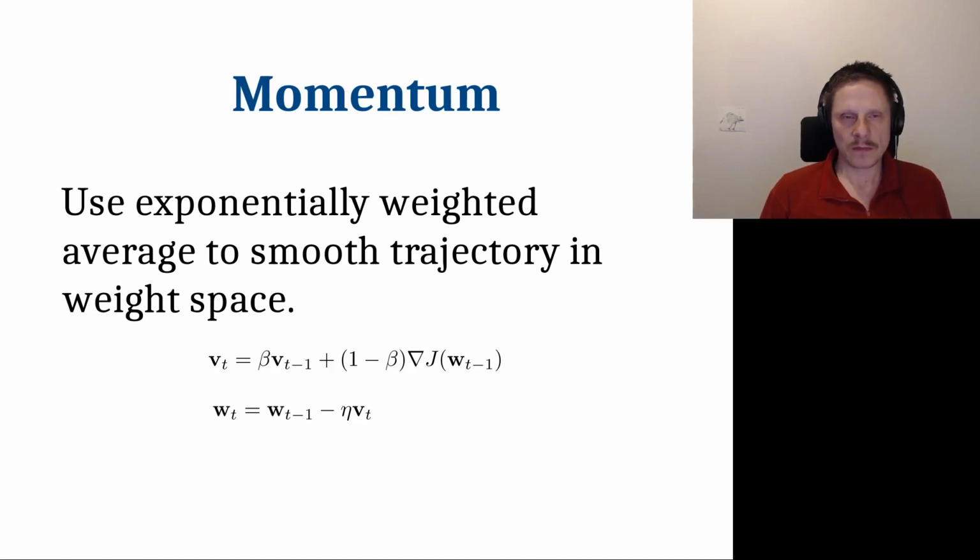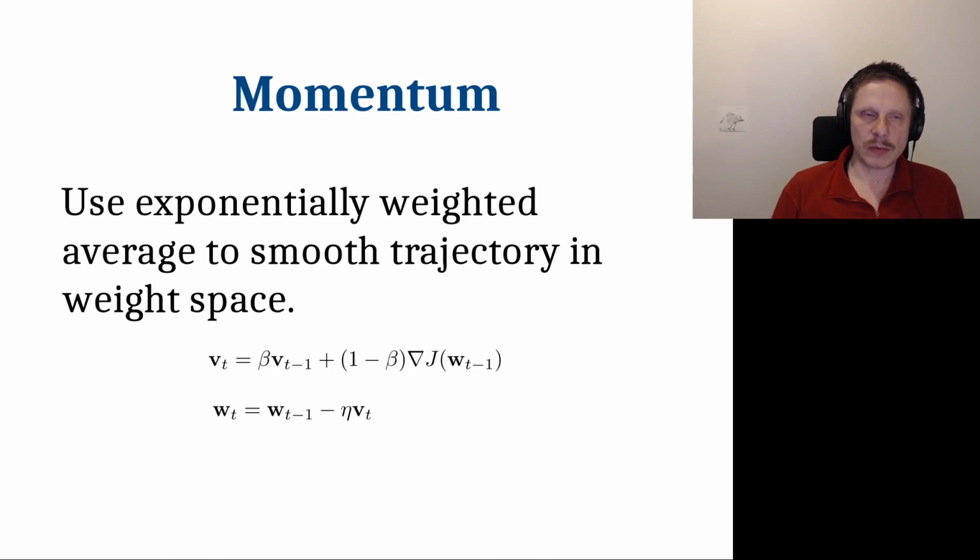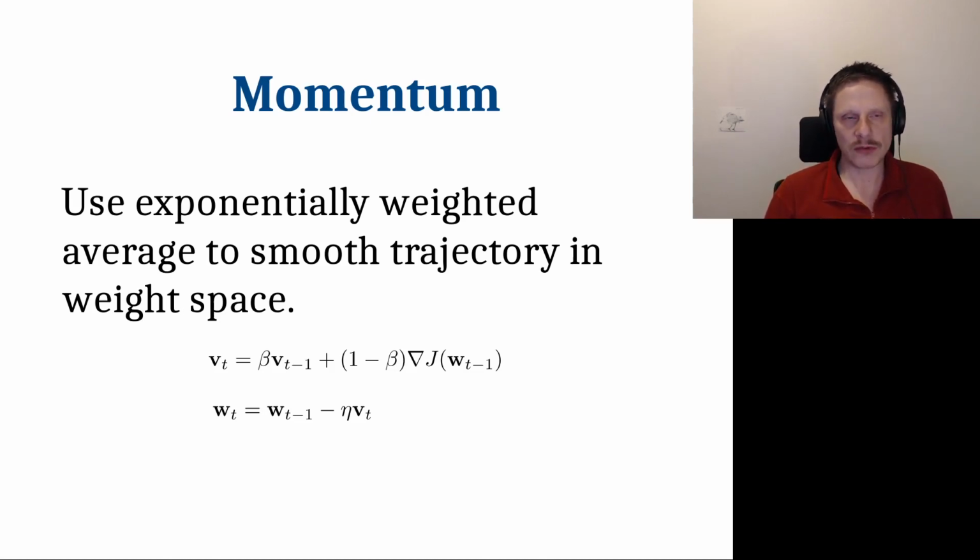And so one thing we can do with this exponentially weighted average is to smooth the trajectory in the weight space for stochastic gradient descent. This approach is known as momentum because of some analogies to the behavior of physical objects, but I will not go into that. It is a relatively simple application of exponentially weighted averaging to smooth the updates that we're doing. And so this is the formula that we see here.